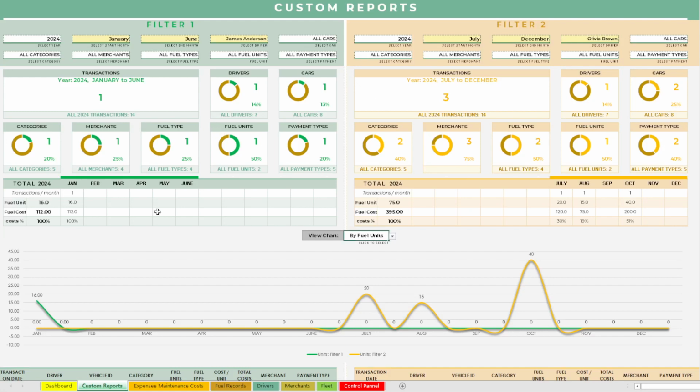Hi again. This time I'm going to present you the custom reports tab. Why we say this is kind of unique and amazing, and you really need to have this if you want to have some custom reports, some very custom reports done.